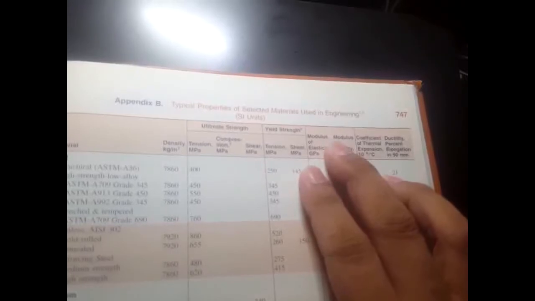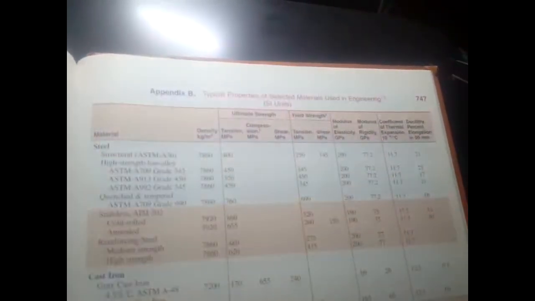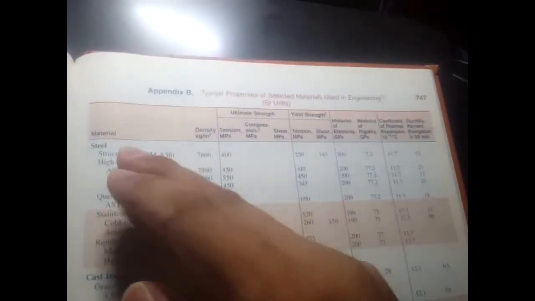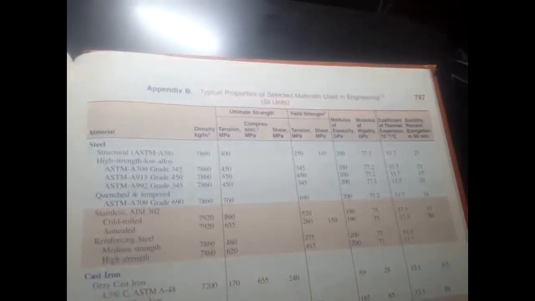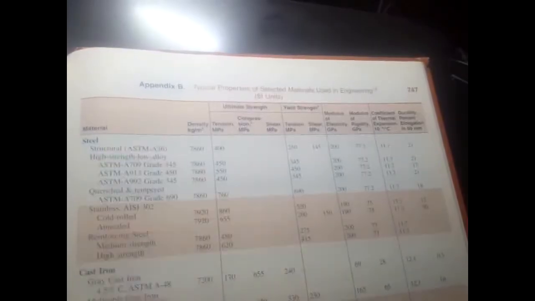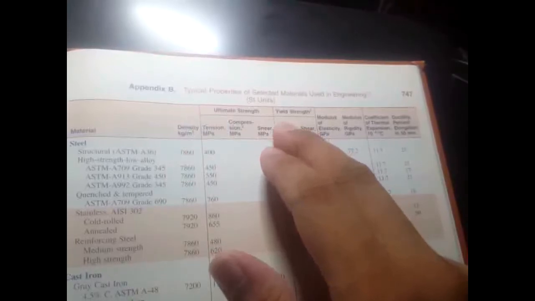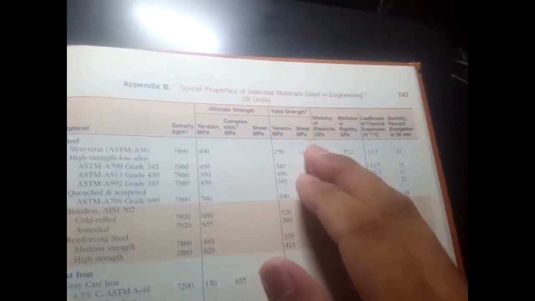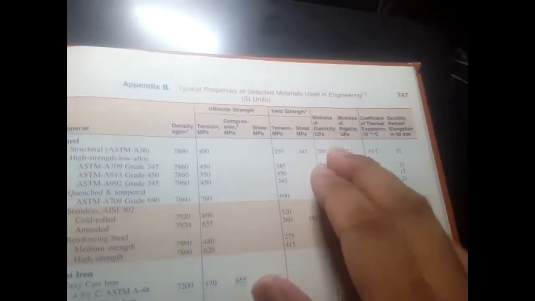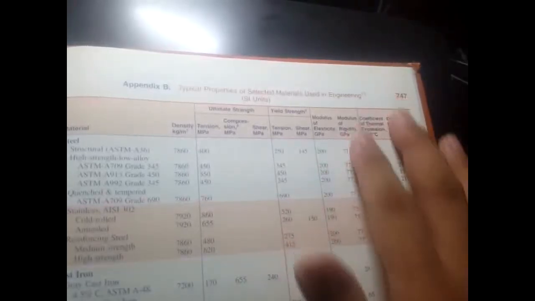Another one I'd like to show is this table of typical properties of selected materials used in engineering. It's a table of several materials commonly used in engineering applications, and here is the data for the ultimate strength and the yield strength, as well as the modulus of elasticity and modulus of rigidity, and some other data right here.